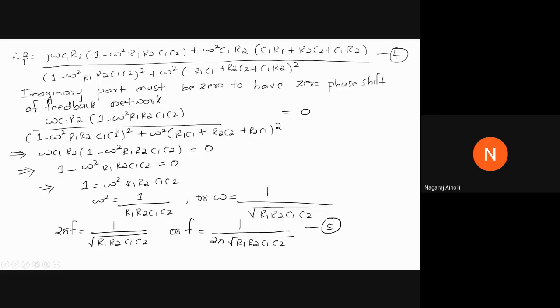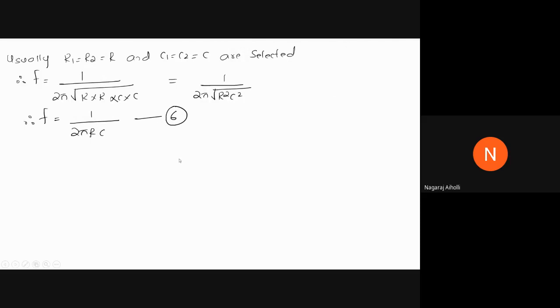So once we equated the imaginary part to 0, we got the equation for omega, that is 2 pi f is equal to 1 divided by square root of r1 r2 c1 c2, or f is equal to 1 divided by 2 pi square root of r1 r2 c1 c2. Then we substituted r1 is equal to r2 is equal to r, and c1 equal to c2 equal to c, and because of this substitution we got the equation as f is equal to 1 upon 2 pi rc.